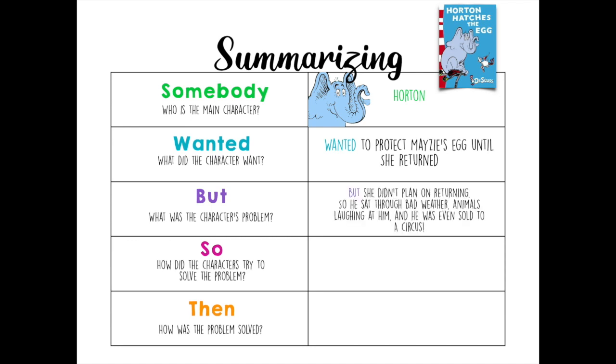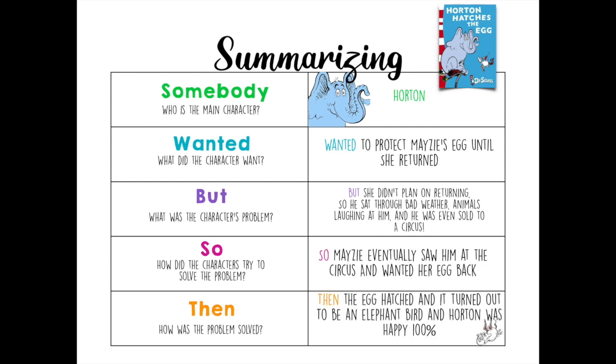That's right. Maisie didn't plan on returning, and he had to sit through bad weather, animals laughing at him, and he was even sold to a circus. So what happened after he was sold to the circus? That's right. So Maisie eventually saw him and she wanted her egg back. But then how was Horton's problem actually solved? Yes, then the egg hatched and it turned out to be an elephant bird, and Horton was happy 100%. You see, rock stars, we used the template "somebody wanted but so then" to help us summarize this story.